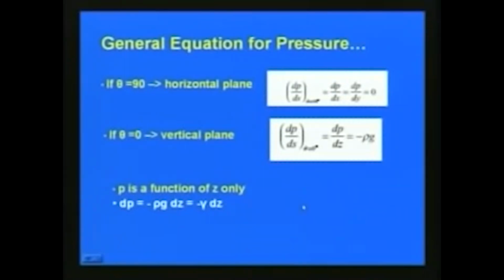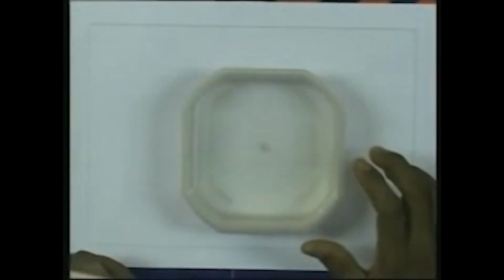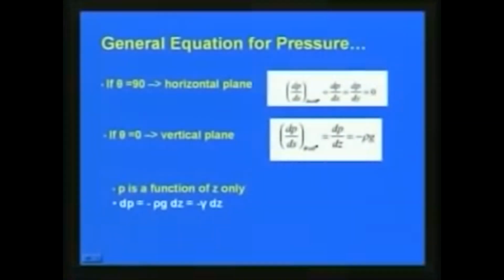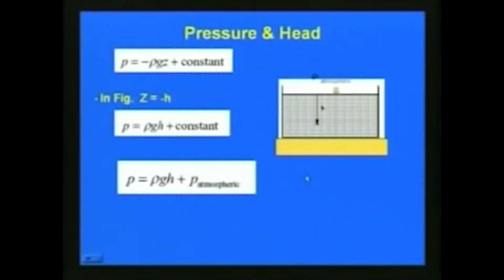Here you can see that this is a small basin where we have stored some water. In the horizontal plane you can see that the pressure variation is 0, and in the vertical plane, when theta is equal to 0, dP by ds is equal to minus rho g. Here P, the pressure intensity, is a function of z only, or we can write dP is equal to minus rho g dz, where rho g is equal to the specific weight. So, we can write dP is equal to minus gamma dz. This gives the general equation for pressure variation in static fluid.